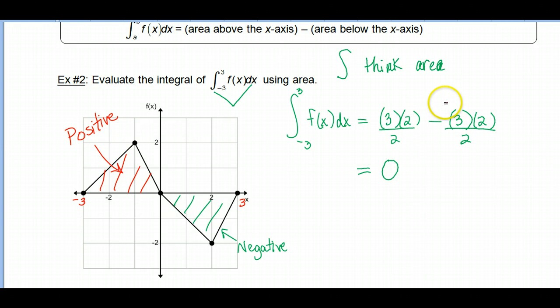A little delay. Okay, good luck, guys. There we go. Area.